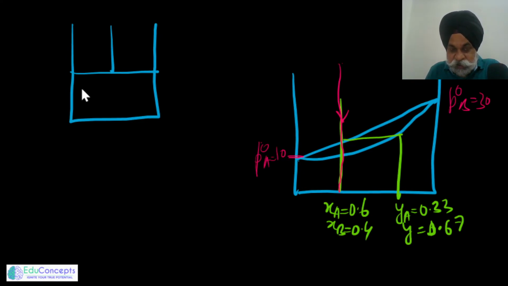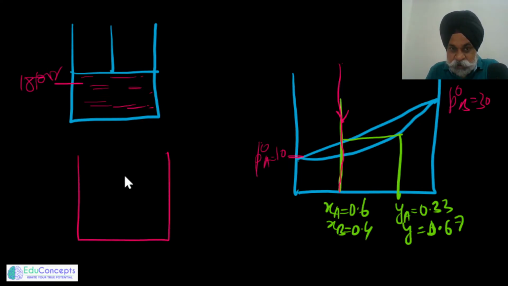When you are decreasing the pressure, here was the liquid which was producing a pressure of 18 torr, and if you decrease the pressure by moving the piston up, there was a liquid here, what would happen? Vapor would come out. Vapors keep coming out.